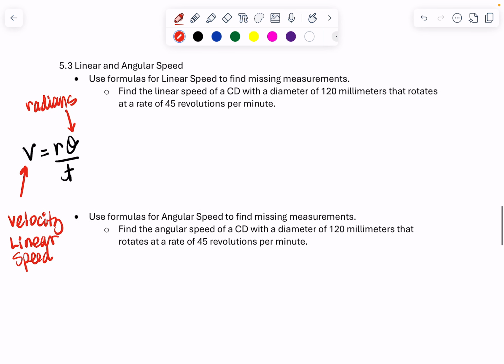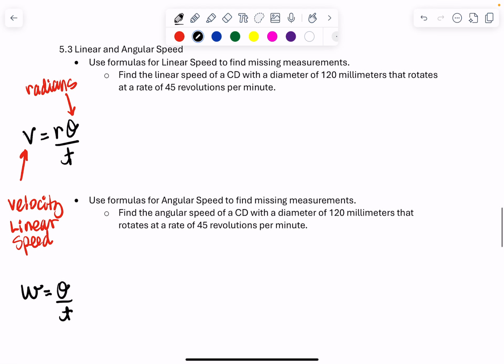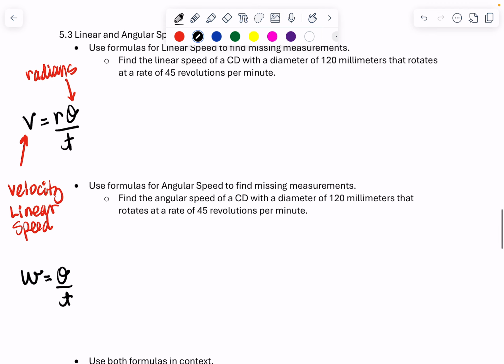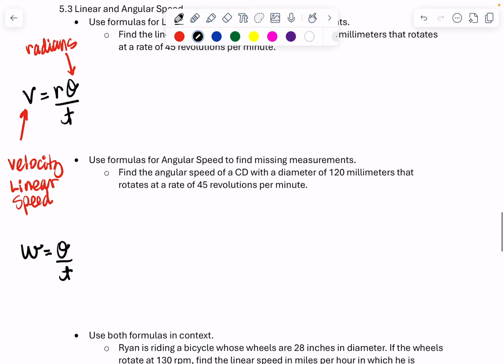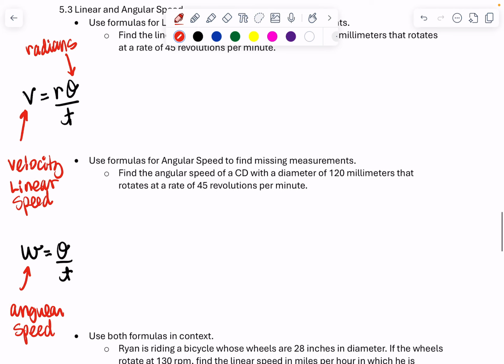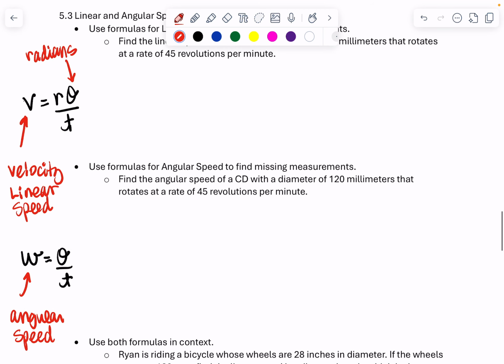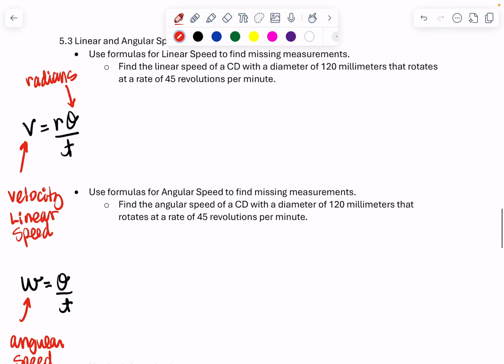Okay, the other one for angular speed is like a fancy little omega here. Okay, that's theta over time. So notice it's the same exact formula, except it doesn't have the radius in it. The radius makes it be the linear part because that gives us the length. Okay, so the angular speed doesn't have that. So this would be your angular speed. How fast is the angle itself moving? There's no length of measurement in there. So you're going to have to know those formulas for the test because I'm not giving it to you.